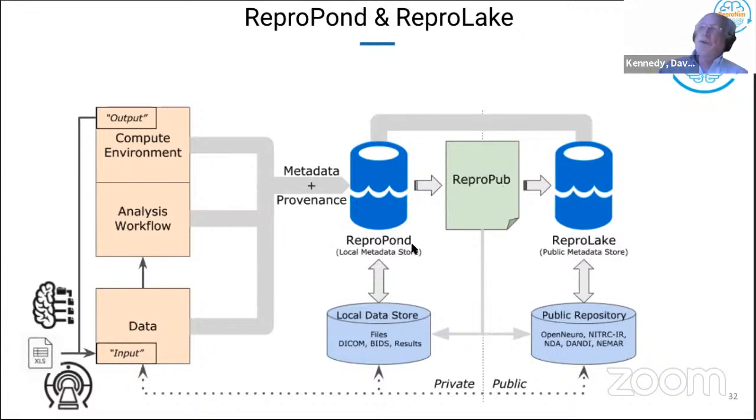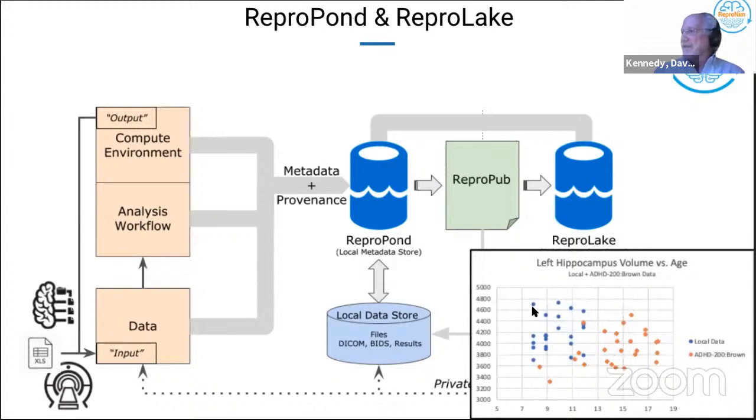So the concept here of ReproPonds is just the small local metadata sources, versus a ReproLake, which is the public version of metadata. When you can make metadata publicly available, it becomes much easier for people to discover, reuse and aggregate at the metadata scale. So the tools that we're working on try to make sure that we generate this metadata, maintain it locally for you nicely, and then give you a nice pathway to moving that out to the public data sharing sources.